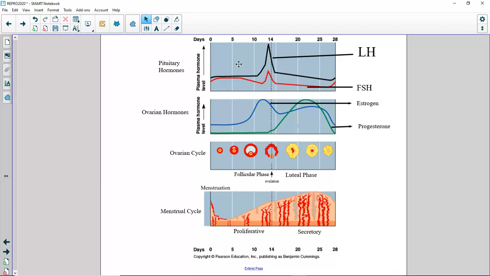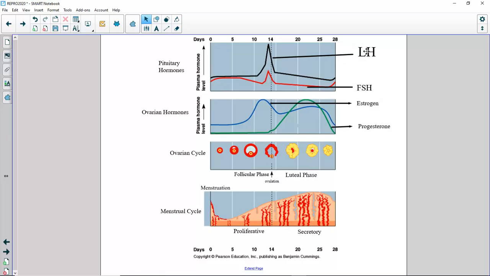Let's take a look first at FSH. The main function of FSH is to stimulate the growth of the follicle. The follicle contains the egg, so it stimulates the growth of the egg. It also stimulates the production of estrogen. You'll see that because that's a positive feedback loop coming up.